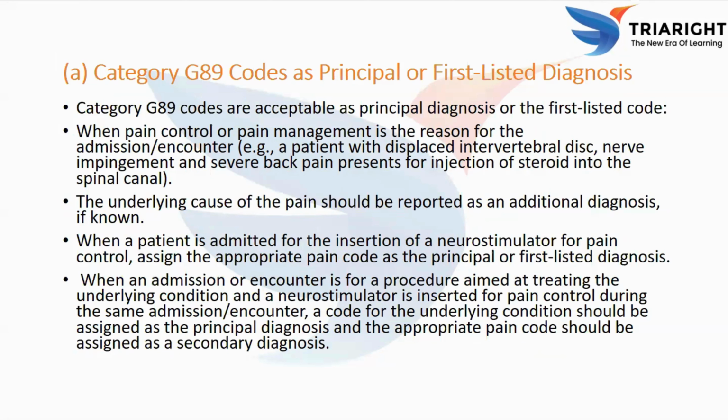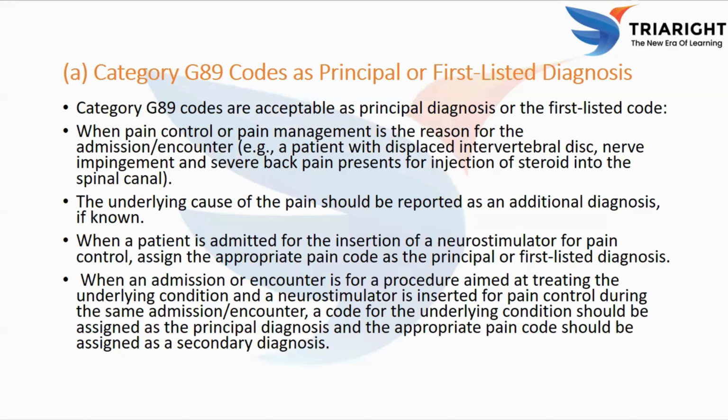So when can G89 be used as a principal diagnosis? There are some rules for when it has to be used as a principal or first listed diagnosis. So let's go into it. When the main reason for the visit is pain control or pain management. So for example, when a patient has severe back pain due to a disc problem, so he comes only for the steroid injection to relieve the pain, then you have to code G89 first, because the primary purpose of the visit is to treat the pain but not the disc disease.